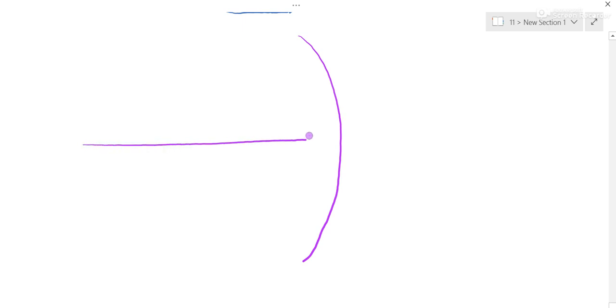Okay, let us draw this diagram once again. This is your surface and you're trying to go from denser to rarer. So O, and C will be this side only.